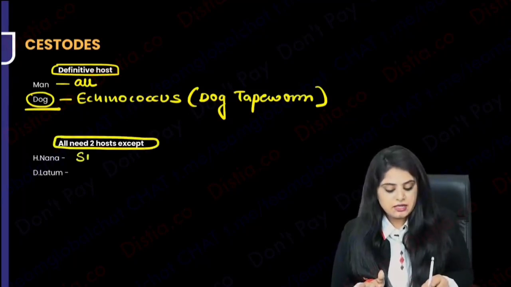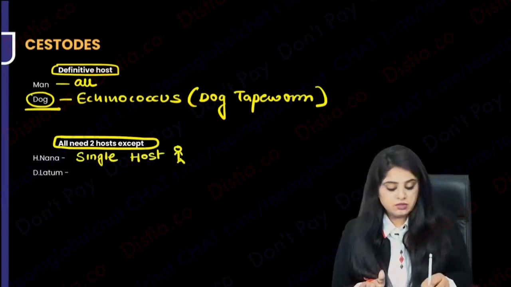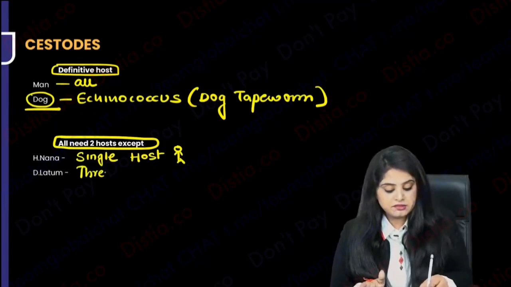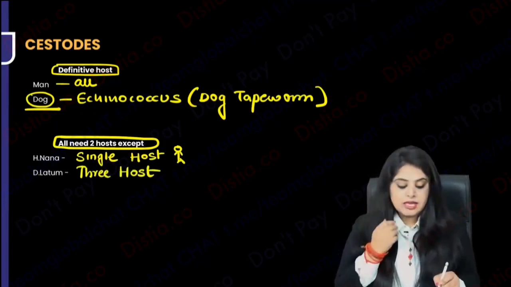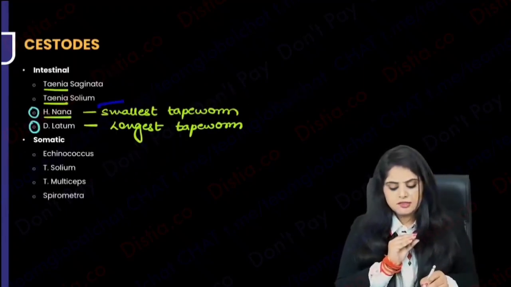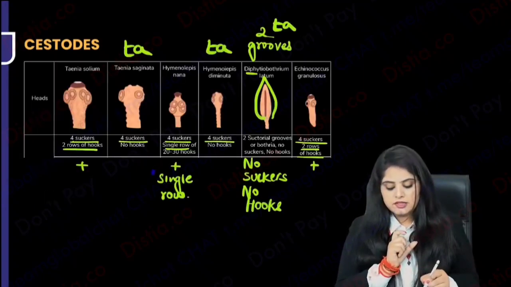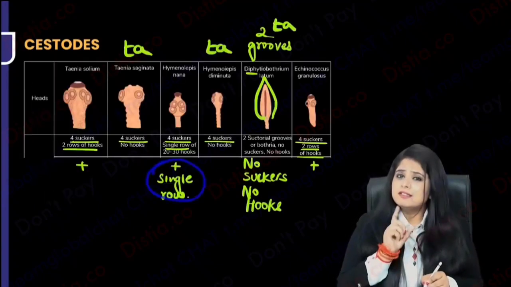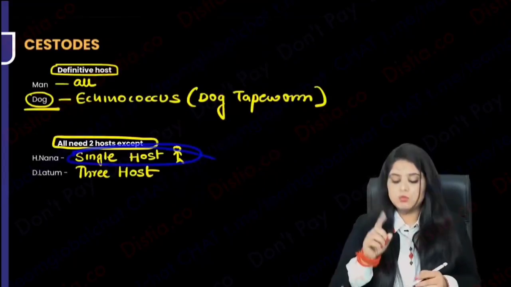However, H nana has only a single host, and that is human beings. And Diphyllobothrium latum has 3 hosts. So what did I realize? Now I'm going to tell you that story. H nana, what was its size? The smallest. It was the smallest tapeworm that we had. How many rows of hooklets does it have? The least. Just one row of hooklets. How many hosts does it have? The least, just one host.